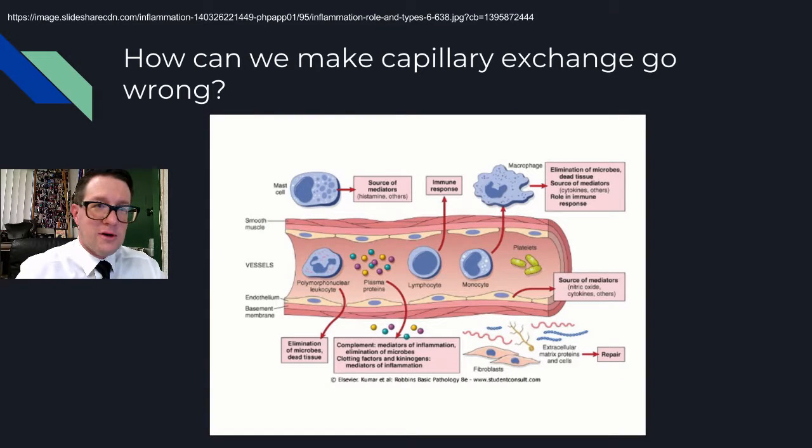Can this ever go wrong? Absolutely. So with edema, but also this turns out to be a phenomenon that shows up with inflammation.